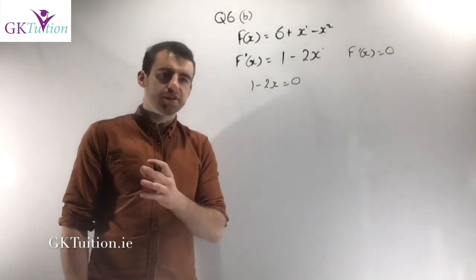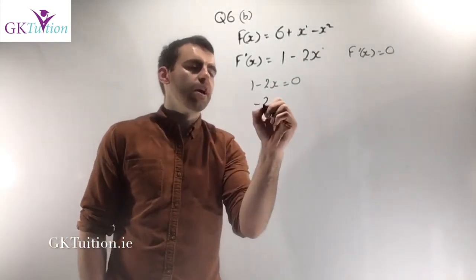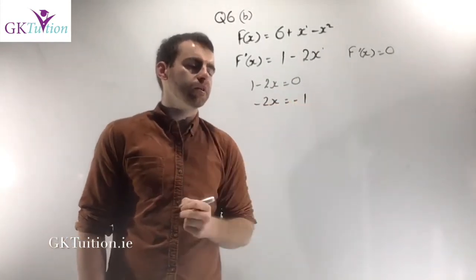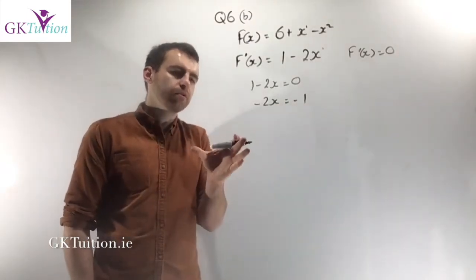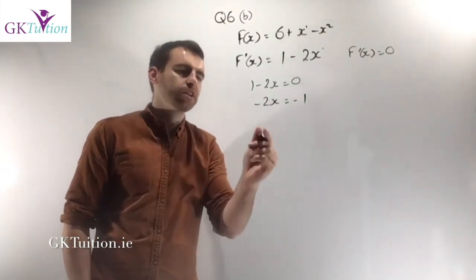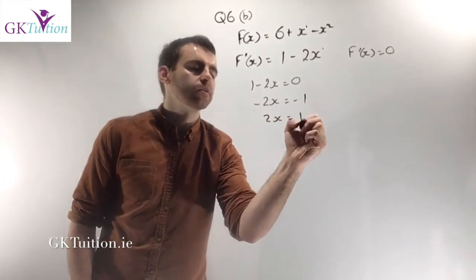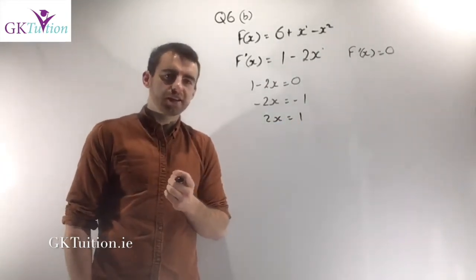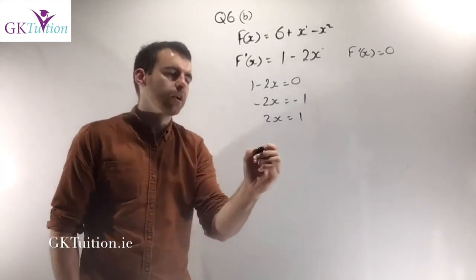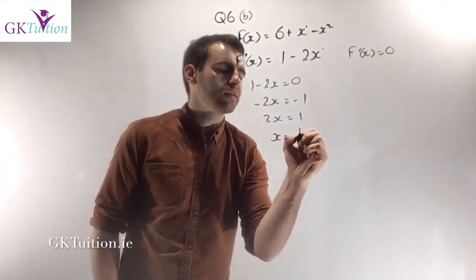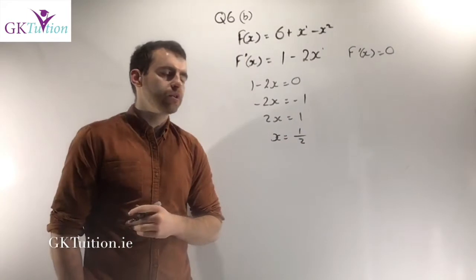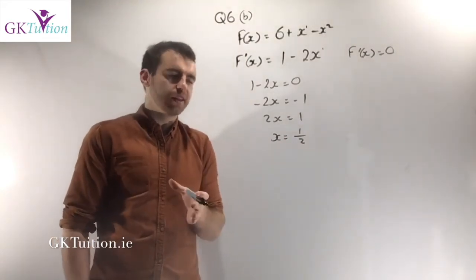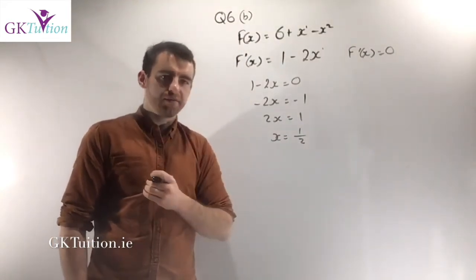What I would do first is subtract 1 from both sides. And I would get minus 2x equals minus 1. Since there's a minus in front of both sides, I would simply change my signs. I'd multiply everything by minus 1 and I'd get 2x equals 1. Now in order to get x on its own, I would divide both sides by 2 and I would end up with x is equal to a half. So I know that a turning point exists when x is equal to a half.